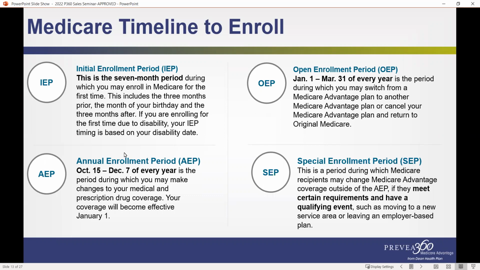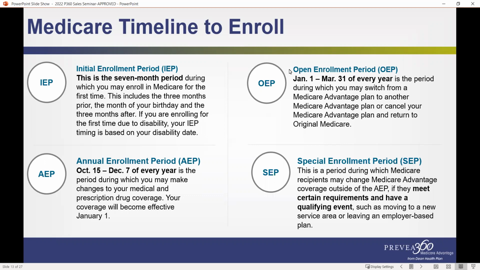Annual enrollment period is the period we are in right now, and that runs October 15th to December 7th of every year. This is a period during which you may make changes to your medical and prescription drug coverage. Any changes made during this time will become effective on January 1st.